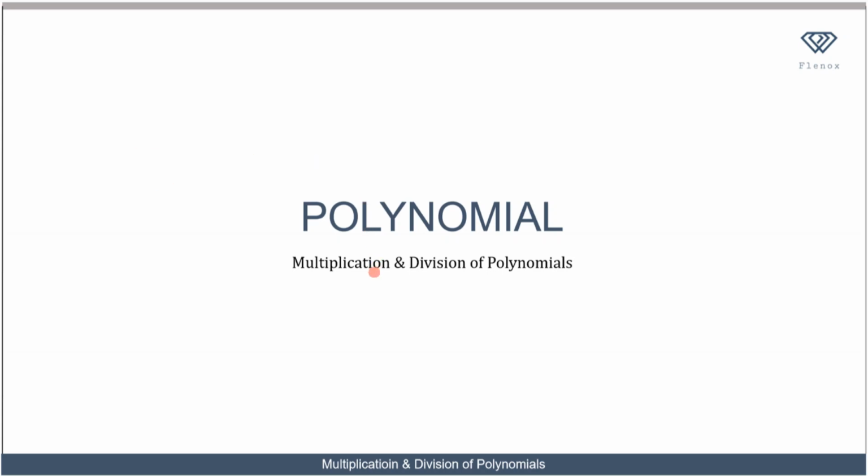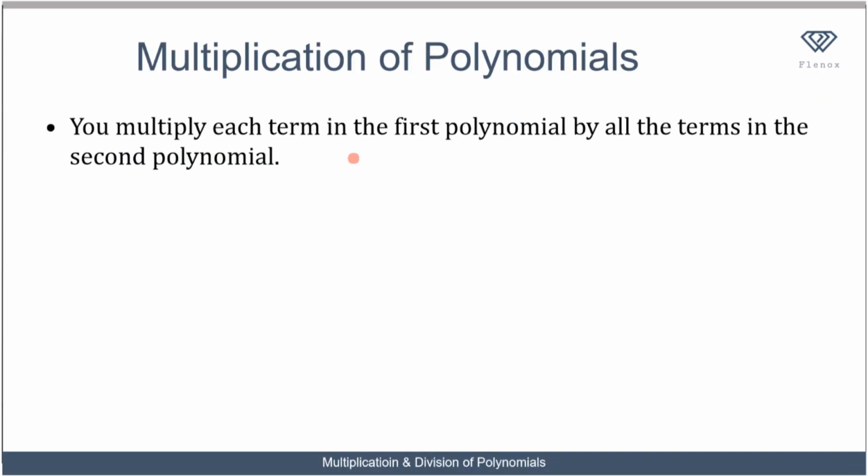Now let's look at the concept of multiplication and division of polynomials. To start out, how do we multiply polynomials? You multiply each term in the first polynomial by all the terms in the second polynomial. This is very easy to do, and to start, I'm going to talk about a very simple example.